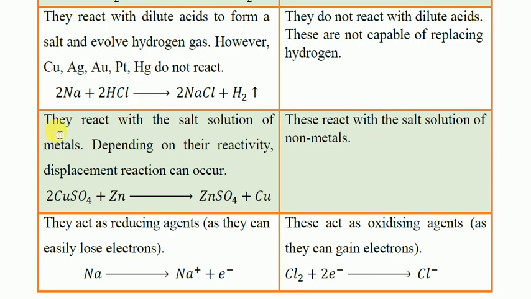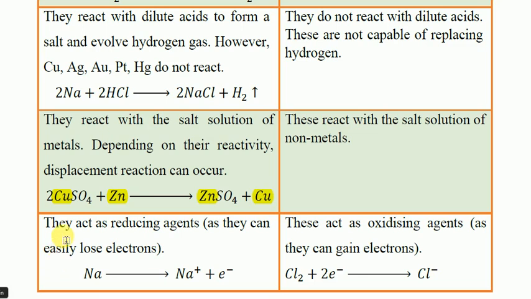Next, the displacement reaction: a more reactive metal displaces a less reactive metal from its salt solution. Comparing copper and zinc, zinc is more reactive. The displacement reaction happens, zinc sulfate is formed and copper comes out. These kinds of displacement reactions are not found in non-metals.